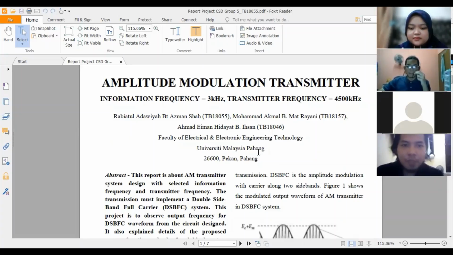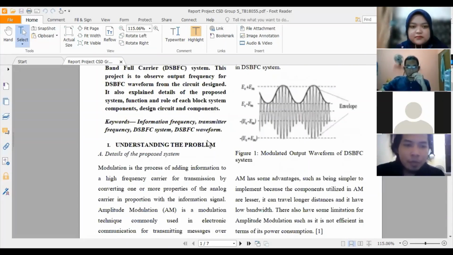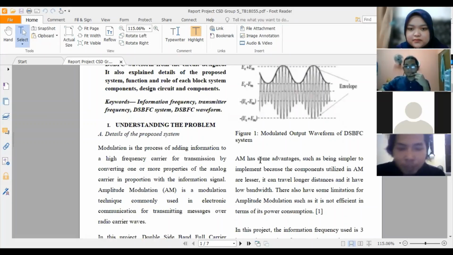Assalamualaikum. My name is Muhammad Akmal Maraini, and my group had to design an amplitude modulation transmitter with the information frequency 3 kHz and transmitter frequency 4500 kHz. And first we must identify the stages of the transmitter system.